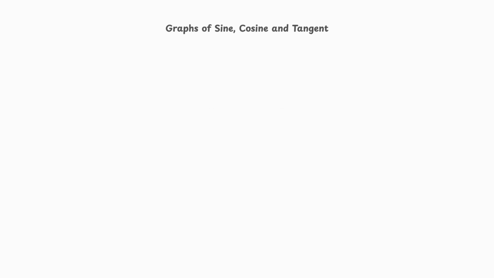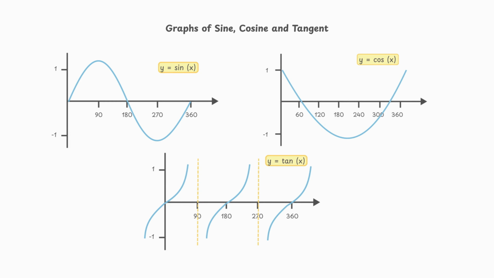Let's get started. Now, let's take a look at these three important trigonometric graphs together. Here, we have the sine graph, the cosine graph, and the tangent graph. These three graphs all come from trigonometric functions, and they are all based on angles. As the angle increases from 0 to 360 degrees, each graph shows how the value of the function changes. Now notice that all three graphs are drawn on the same type of axes. The horizontal axis represents the angle, and the vertical axis represents the value of the function.